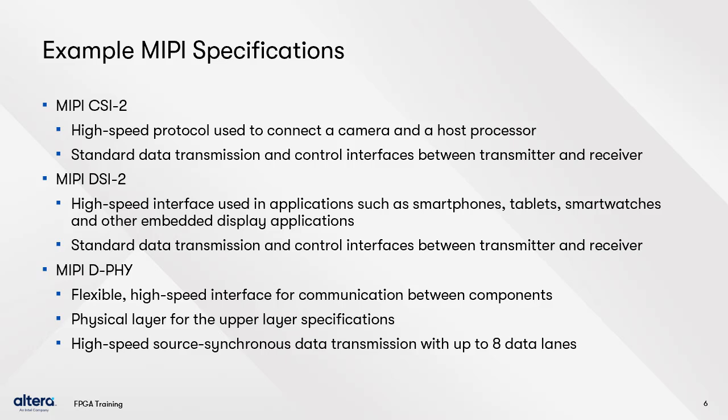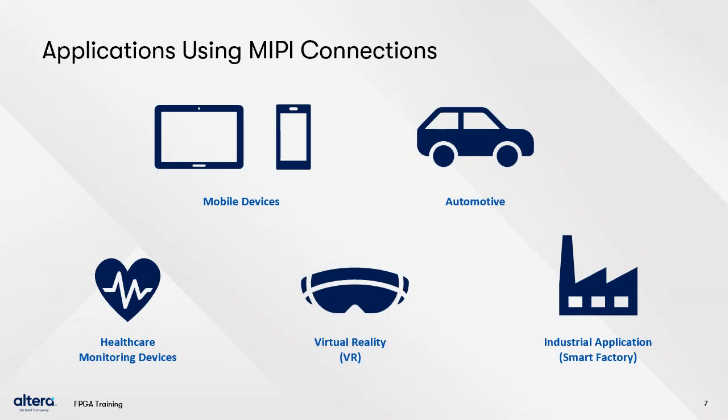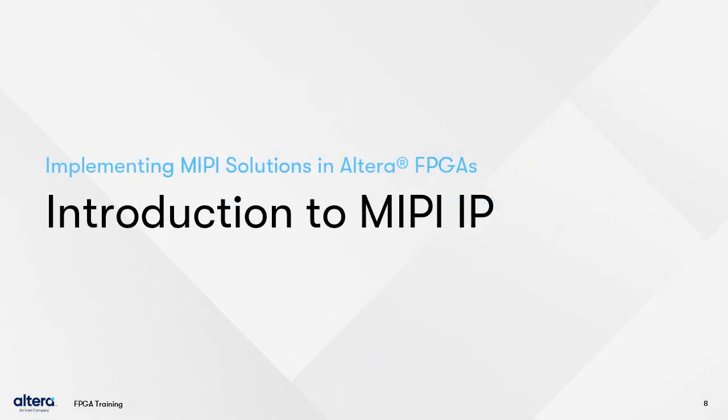D-PHY provides the high-speed physical layer used by upper-layer protocols like CSI2 and DSI2 for component-to-component communication. It defines source synchronous data transmissions supporting up to 8 lanes. Again, these are 3 of the many upper and physical layer specifications defined by MIPI. To be complete, here we can see several applications beyond mobile devices that use MIPI connections, including automotive, VR, healthcare, and industrial. In this next section, let's look at the MIPI IP from Altera.